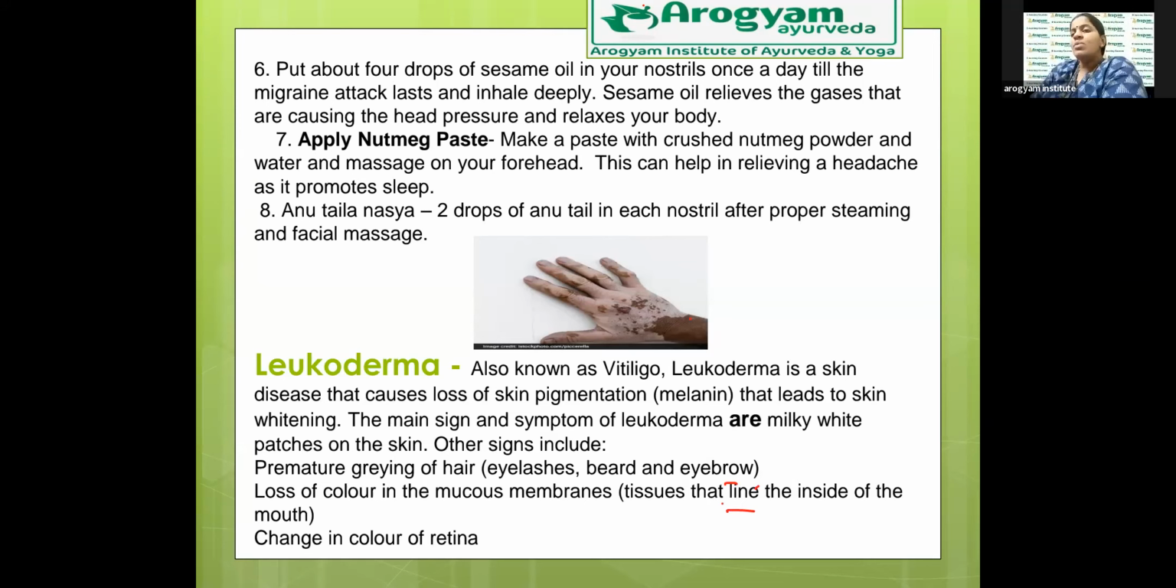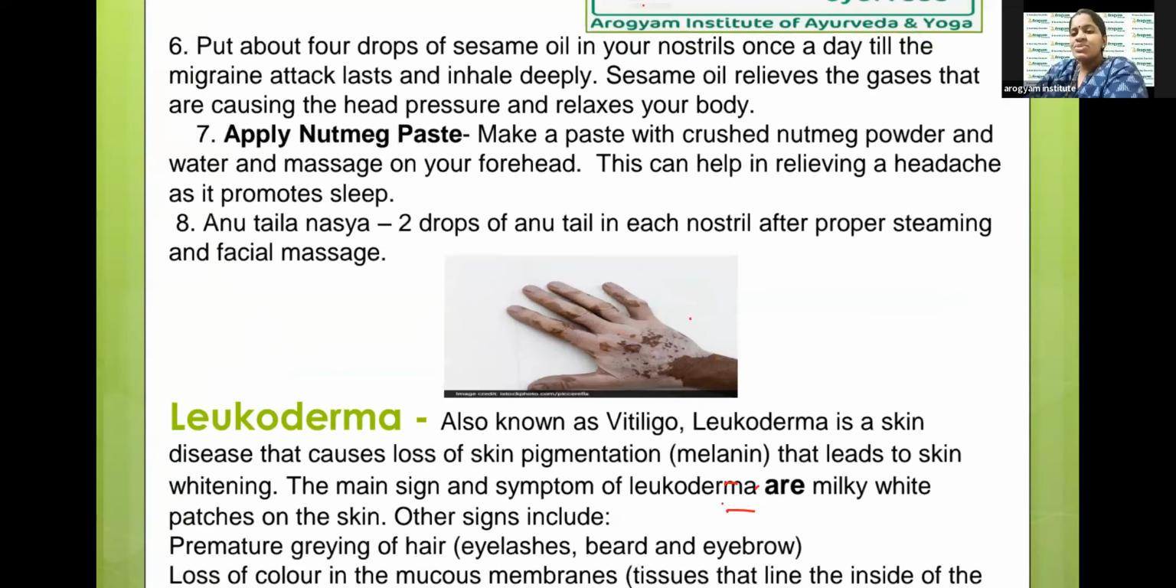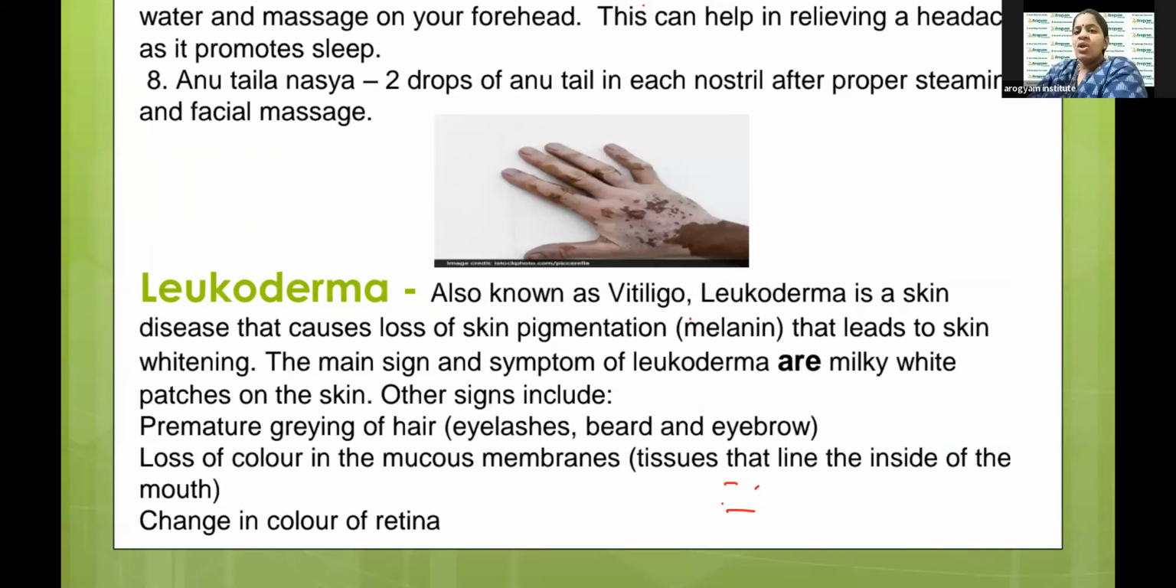Then leukoderma, आप देख सकते हैं, right? The picture above. The person having these white patches, which is also called albinism, vitiligo. Leukoderma is a skin disease that causes loss of skin pigmentation that leads to skin whitening. The main sign and symptom of leukoderma are milky white patches on the skin. Other signs include premature graying of hair, eyelashes, beard, and eyebrow, loss of color in mucous membranes, tissues that line the inside of the mouth, then change in color of the retina. These are all some common things.